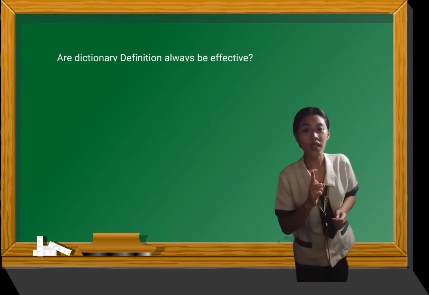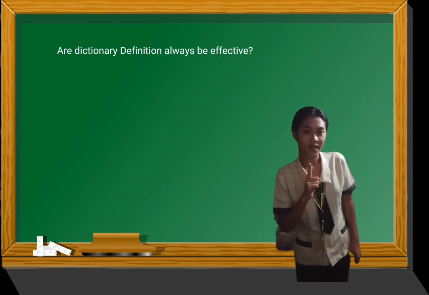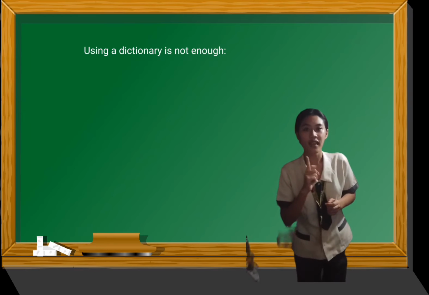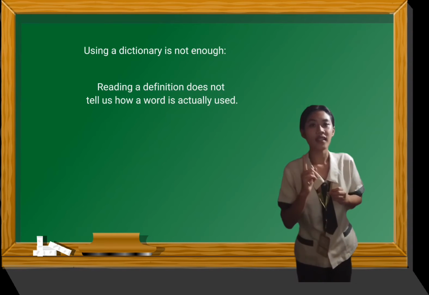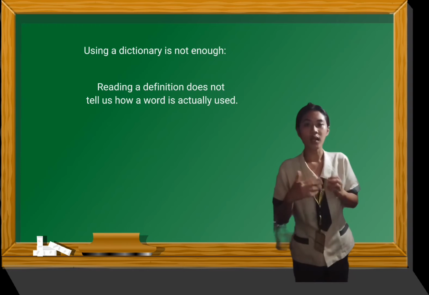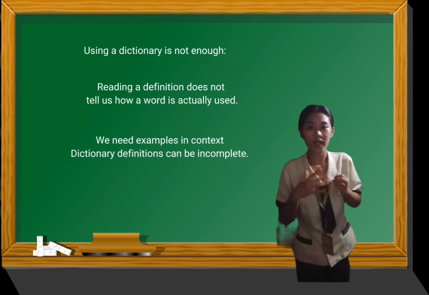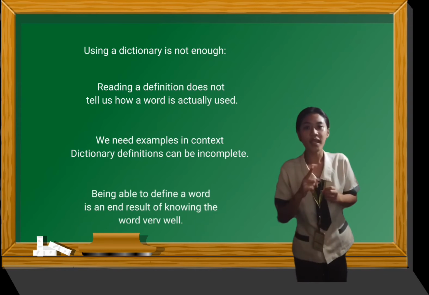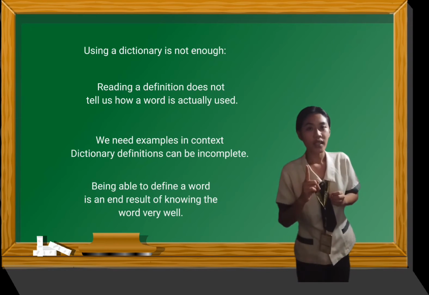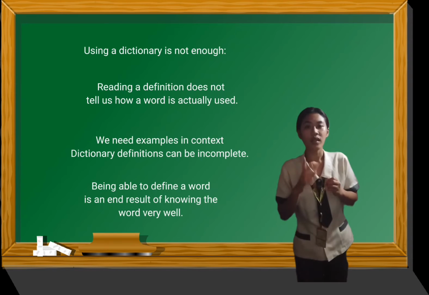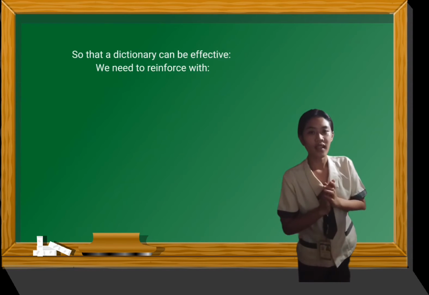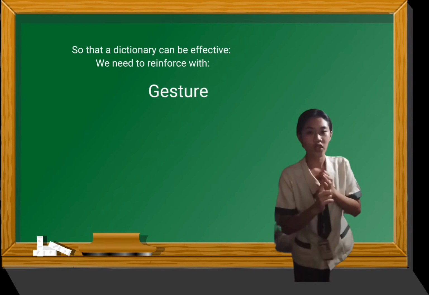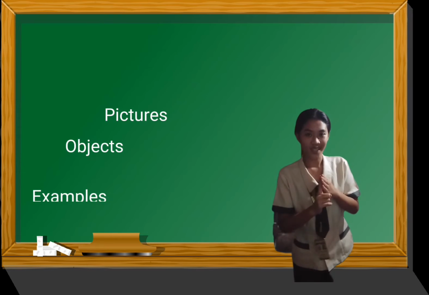Class, are dictionary definitions always effective? Yes, very good. Using a dictionary is not enough. Reading a definition does not tell us how a word is actually used. We need examples in context. Dictionary definitions can be incomplete. Being able to define a word is an end result of knowing the word very well. So that a dictionary can be effective, we need to reinforce it with gestures, pictures, objects, and examples.